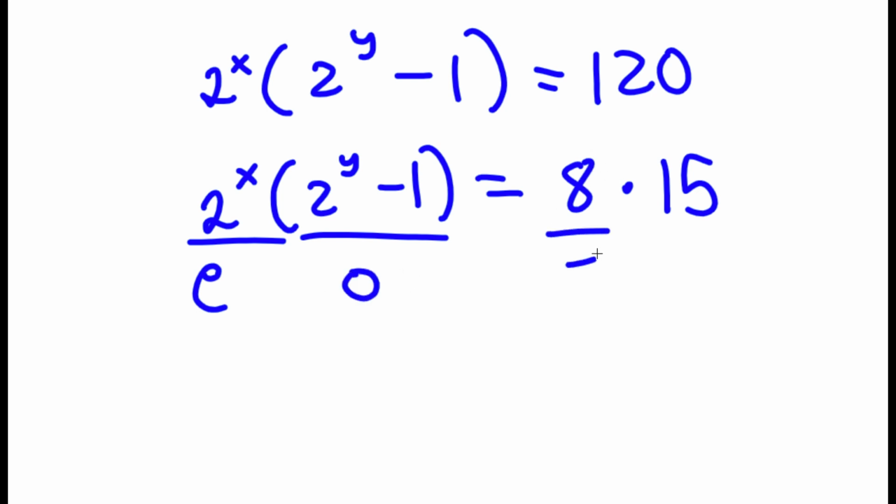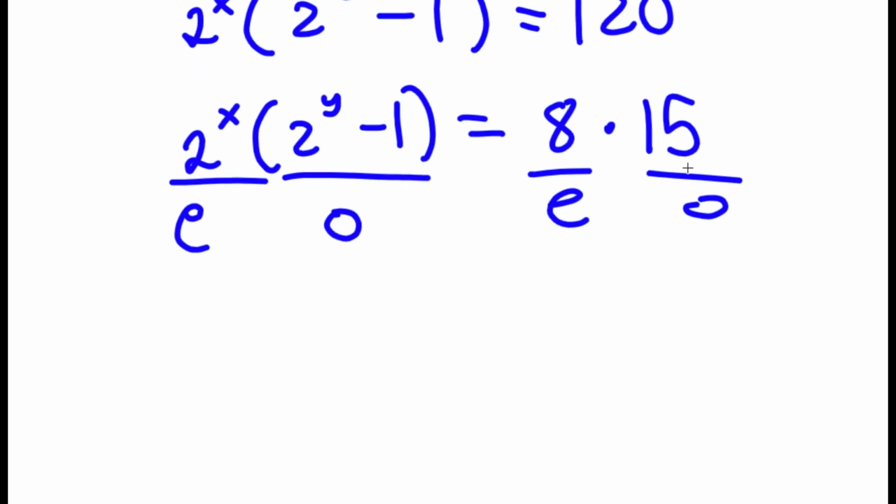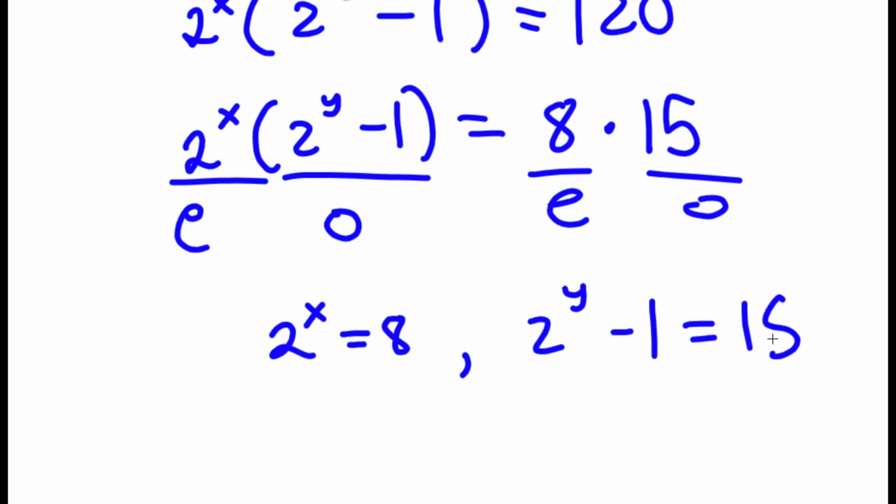And notice how 8 is even, and 15 is odd. So I have an even number times an odd number is equal to an even number times an odd number. So this means that both the even numbers are equal to each other, so 2 to the power of x is equal to 8. And both the odd numbers are equal to each other, so 2 to the power of y minus 1 is equal to 15.